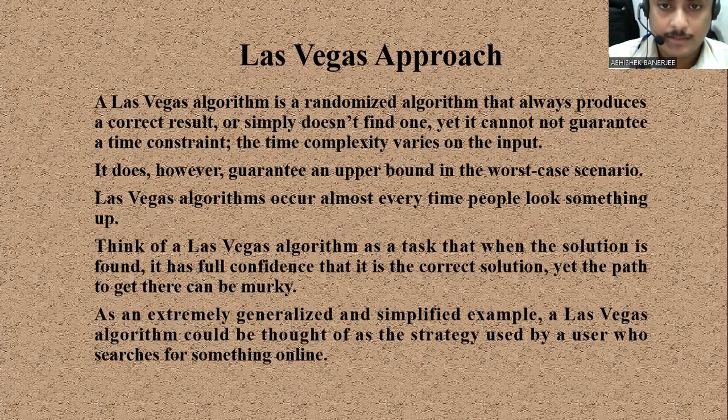Think of a Las Vegas algorithm as a task that, when the solution is found, has full confidence that it is the correct solution, yet the path to get there can be murky. As an extremely generalized and simplified example, a Las Vegas algorithm could be thought of as the strategy used by a user who searches for something online.